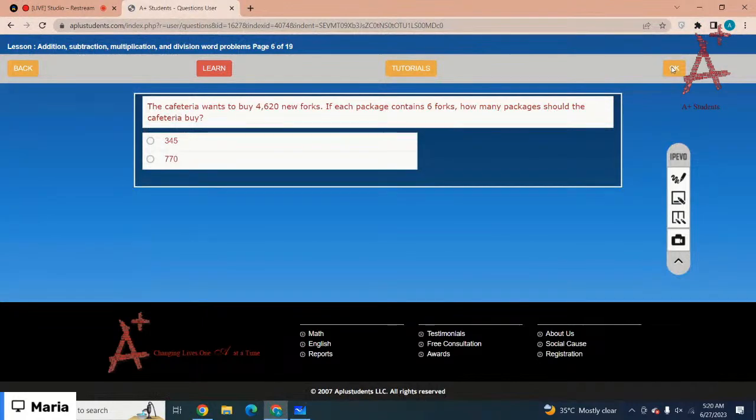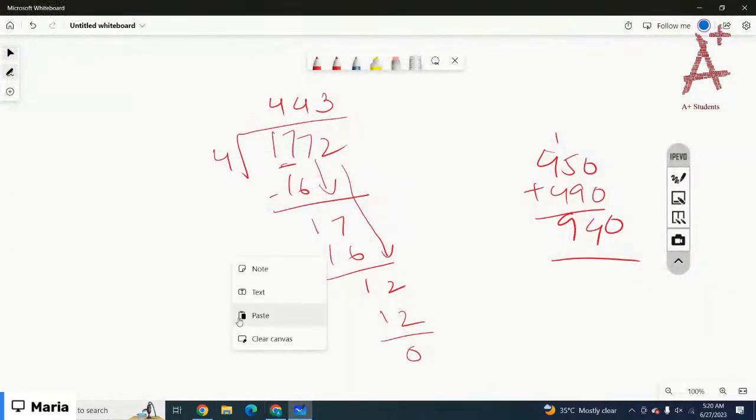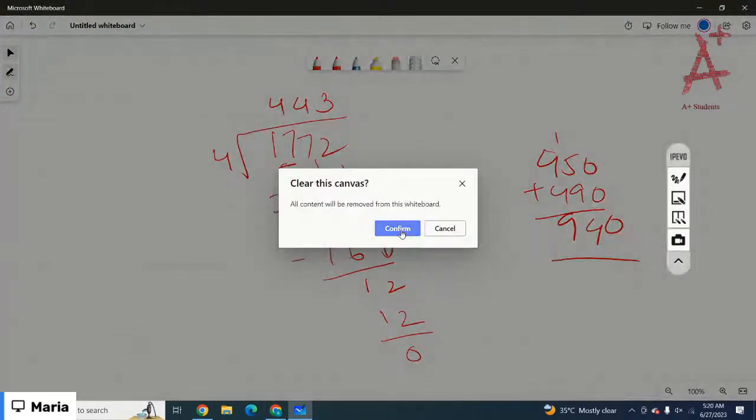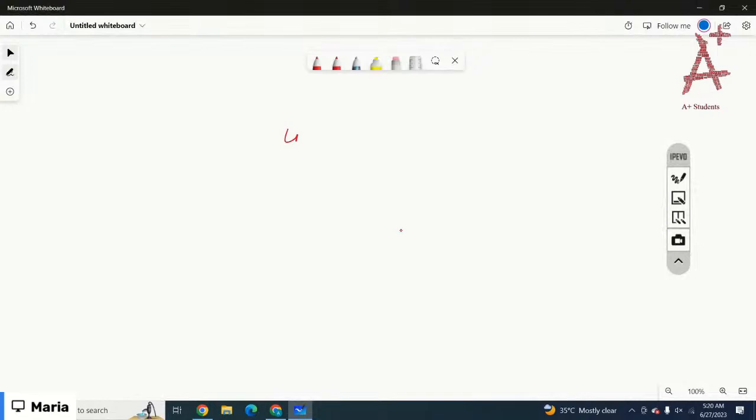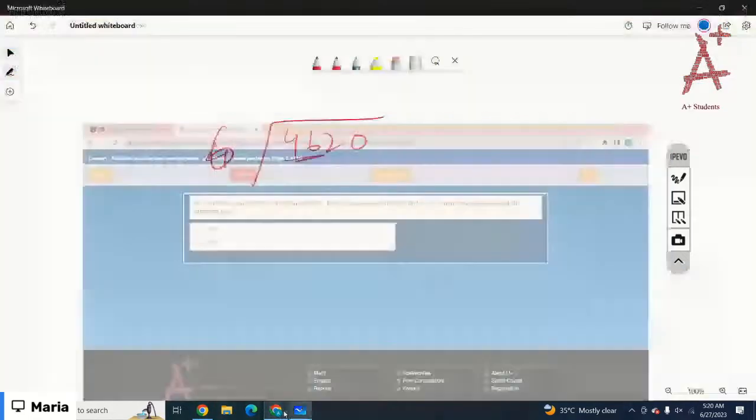The next one is: the cafeteria wants to buy 4,620 new forks. If each package contains 6 forks, how many packages should the cafeteria buy? So each pack has 6 forks, and you have to buy 4,620 total forks. So how many packs do you have to buy? Basically, you have to divide 4,620 by 6. Got it? So you have to count 6 until 46. So which is the correct option?